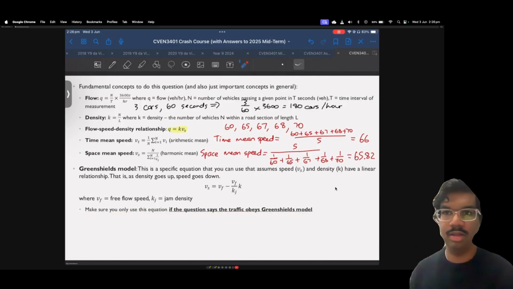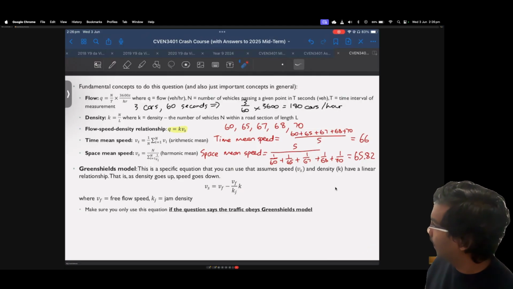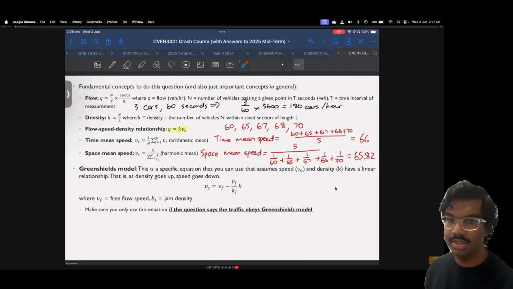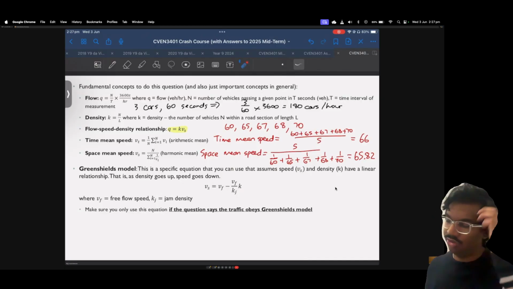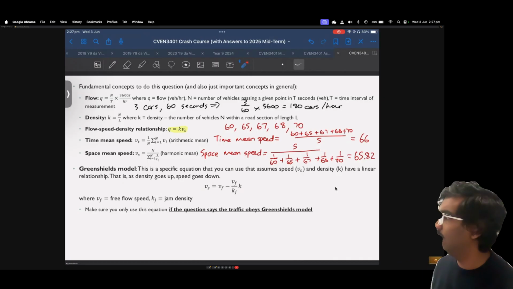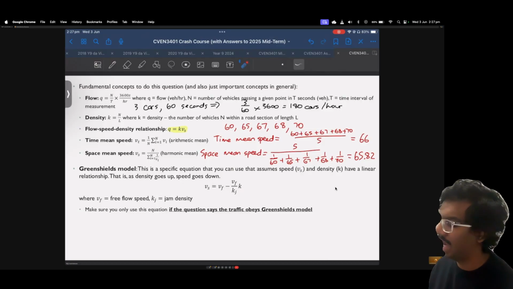I've been caught out in the past, because the Green-Shields model will come up in other subjects if you choose to pursue transport engineering like I have, and I've made the mistake too many times of assuming we can use this equation when you can't, because it doesn't apply unless it obeys the Green-Shields model. So just make sure you only use it if it does. It would be like trying to use a linear equation for a parabola. You need to make sure it's actually a linear relationship.